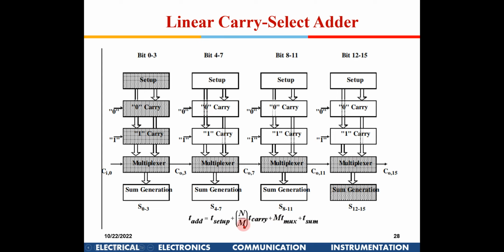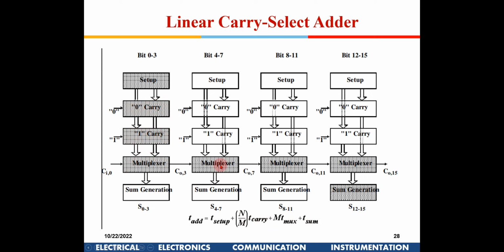M is the total number of stages in this particular case. So n divided by m is the total number of bits per stage. So that into t carry will be the delay in this one particular block. Now both these delays need not be computed, because they will do parallel computation, one of them needs to be selected.